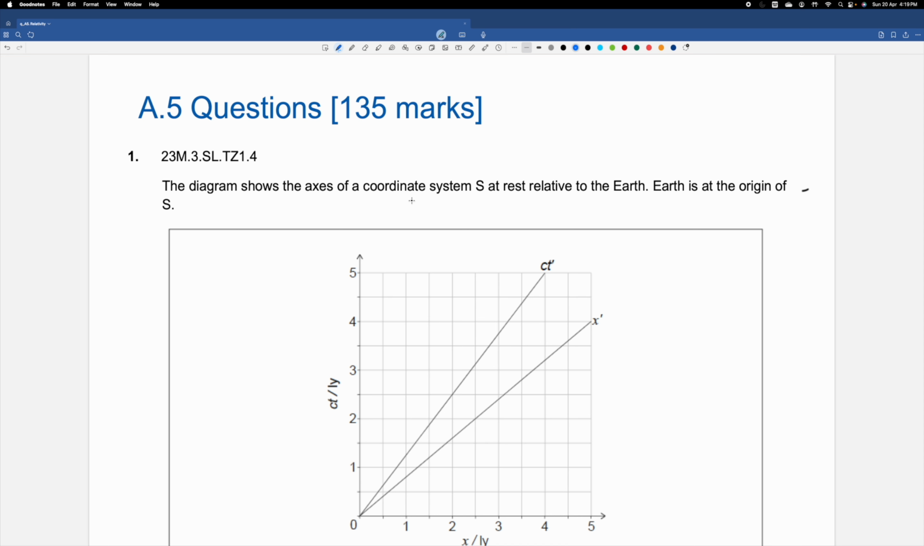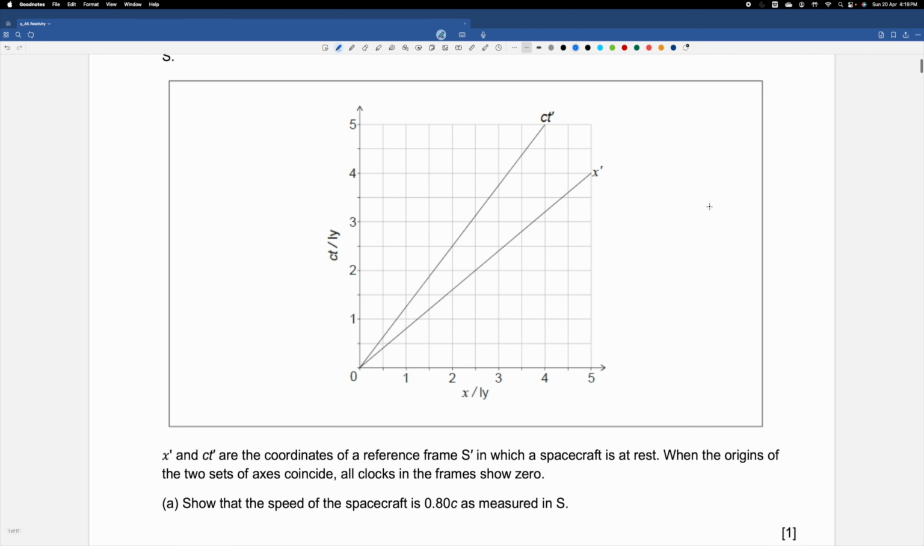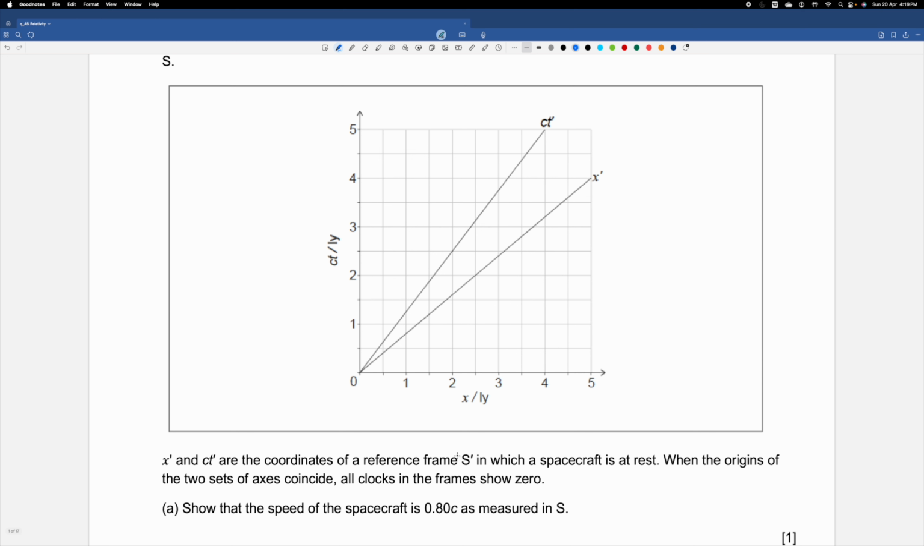The diagram shows the axis of coordinate system S at rest relative to the Earth. Earth is at the origin of S. X prime and ct prime are the coordinates of reference frame S prime in which the spacecraft is at rest. When the origins of these two sets of axes coincide, all clocks in the frame show zero.